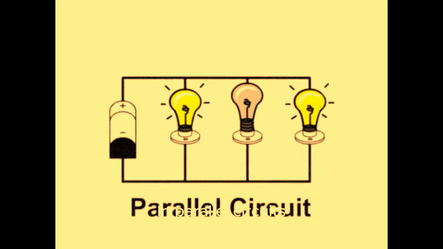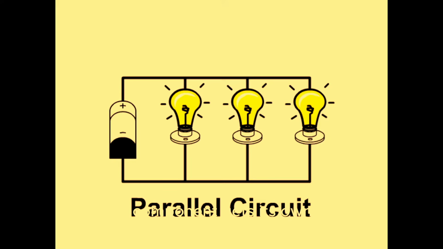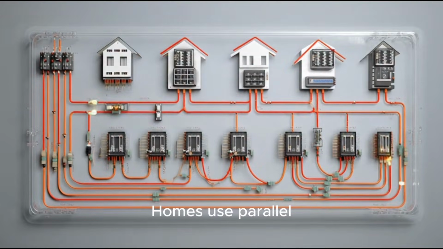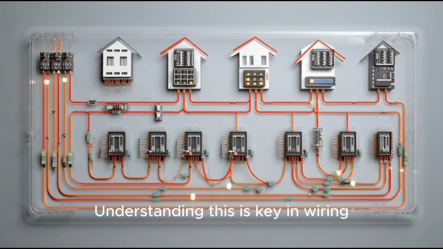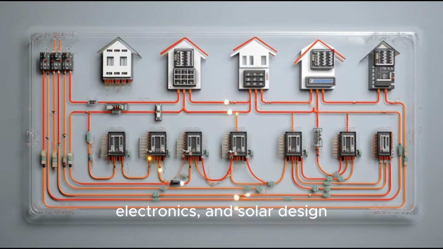In parallel circuits, each component gets its own path. If one bulb fails, others stay on. Voltage remains the same across branches, but current divides. Homes use parallel circuits, so devices work independently. Understanding this is key in wiring, electronics, and solar design.